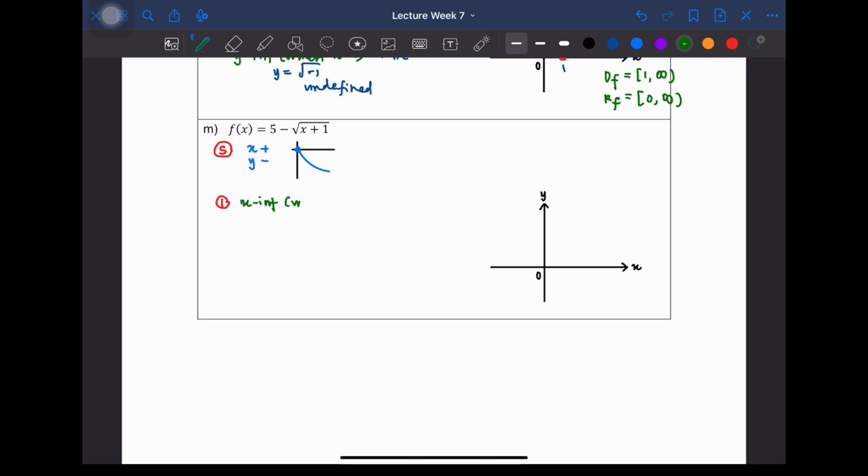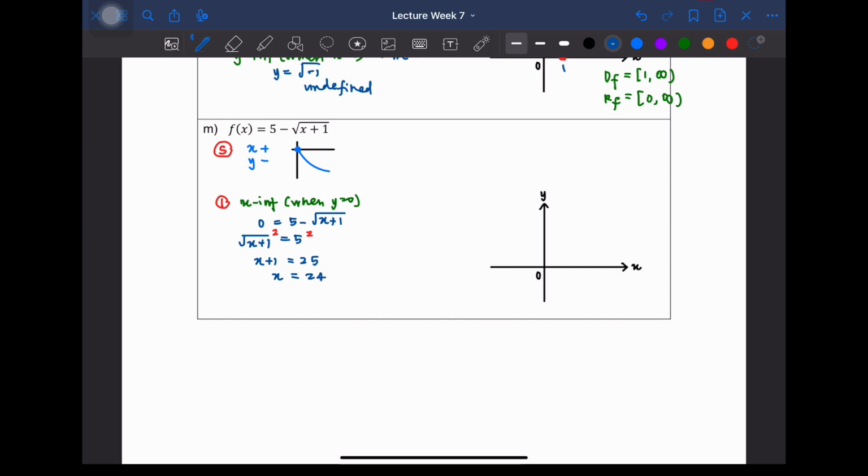Okay, x-intercept when y equals 0. So we get 0 is equal to 5 minus square root of x plus 1. Okay, and then I move the square root to the left side. So we have square root of x plus 1 is equal to 5. So how to eliminate the square root? Just square both sides. So we have x plus 1 on the left and 25 on the right. And then you will get x is equal to 24.